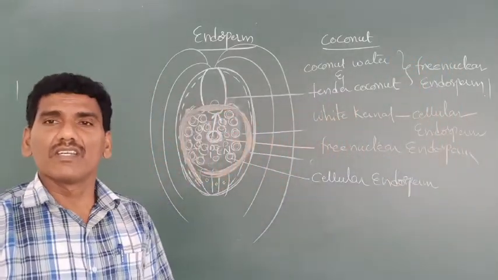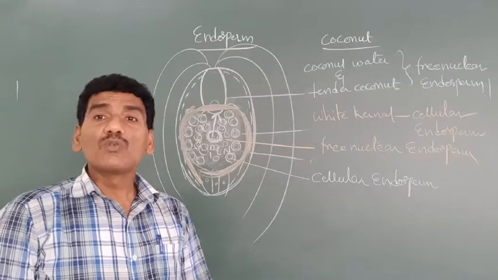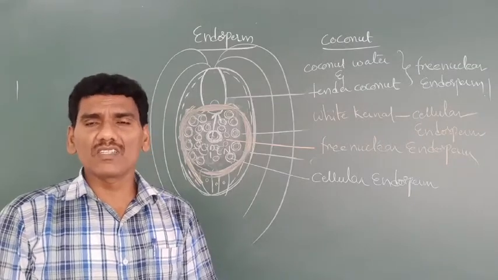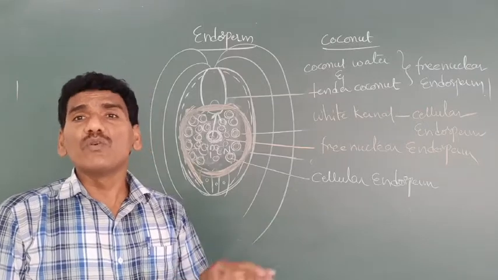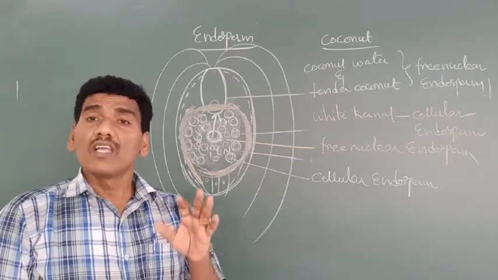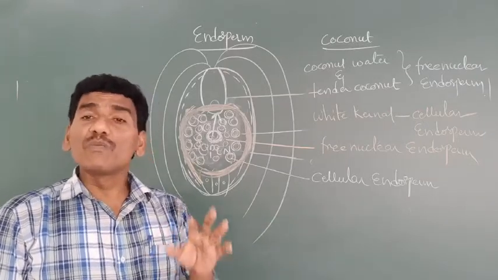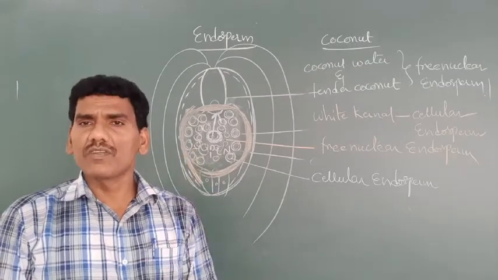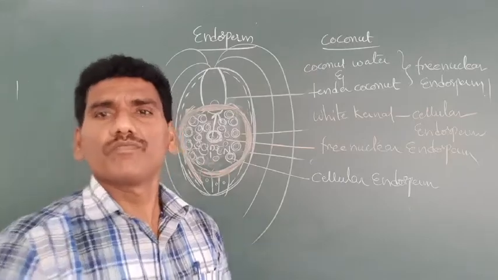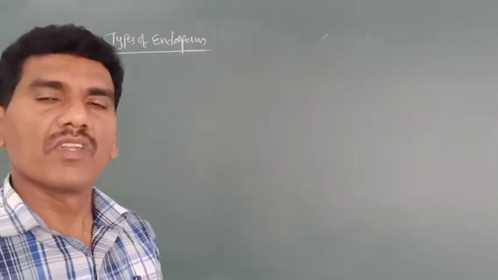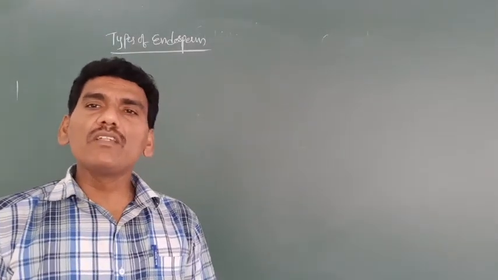In this way, in the coconut water, two types of endosperms are present. That is nothing but the free nuclear endosperm and the cellular endosperm. Here the endosperm is mainly divided into three types. Now we are going to see the types of endosperm. The endosperms are mainly three types.